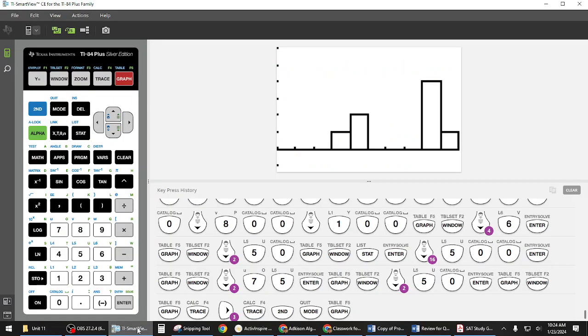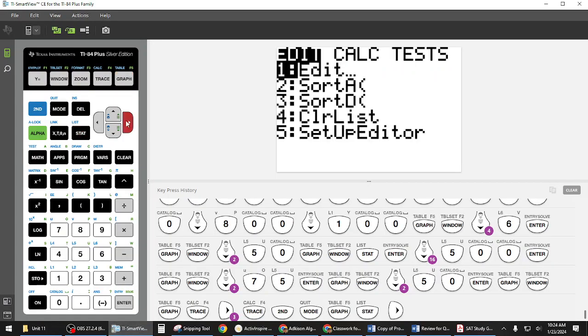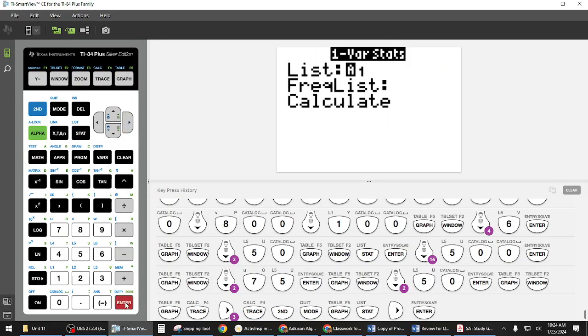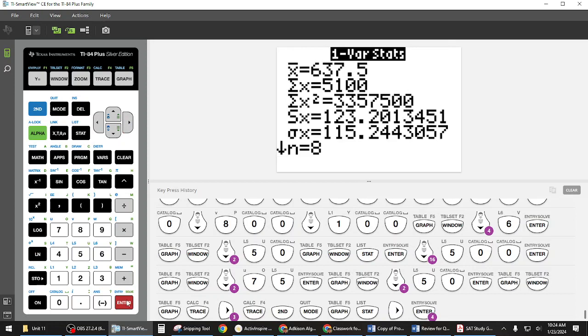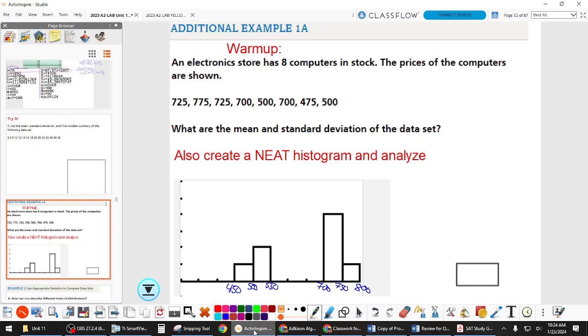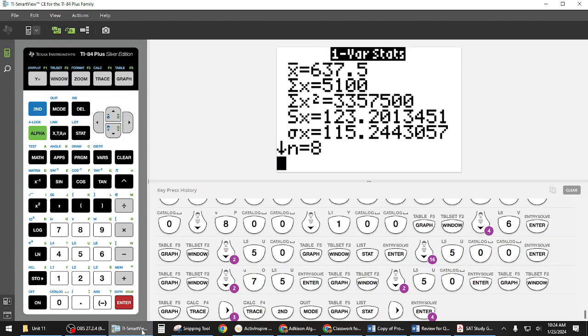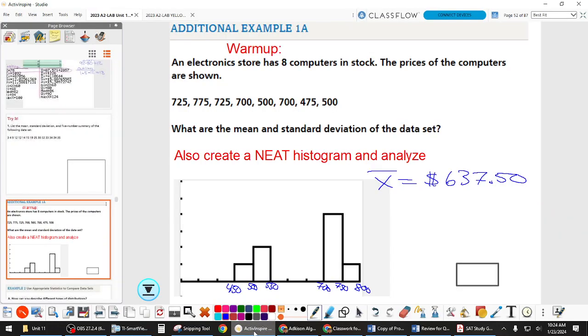Let's grab the summary statistics real quick. So stat calc, and so our X bar or our mean is 637.5. And this is money, so it's good to analyze it in context. So $637.50. Standard deviation for this data, for the sample, $123.20.